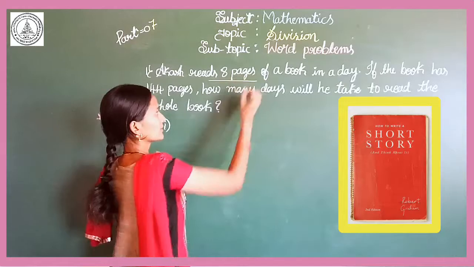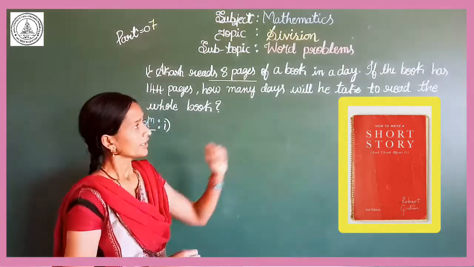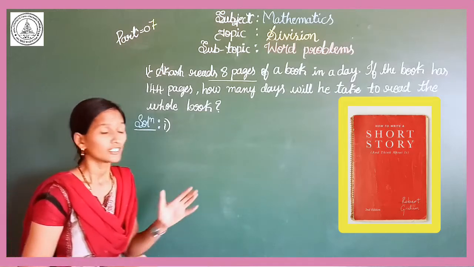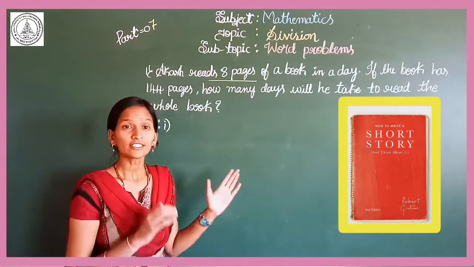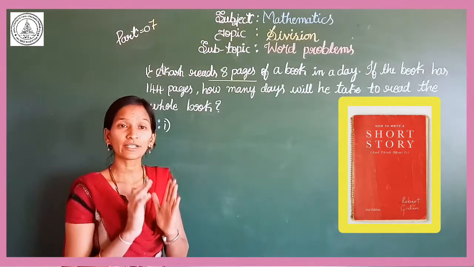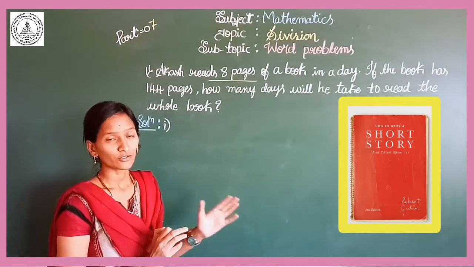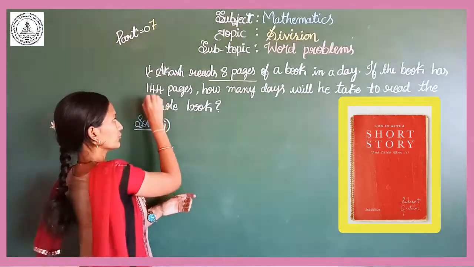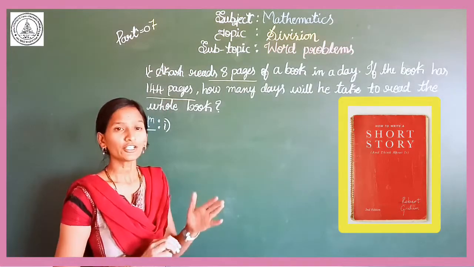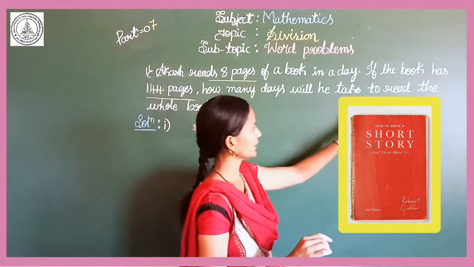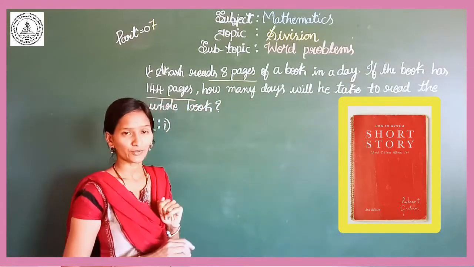So this is 8 pages, right? If the book has 144 pages, see, this here is a book, right? This book has the total number of pages, 144 pages. The total number of pages is 144. So here you have to find out how many days he will take to read the whole book.